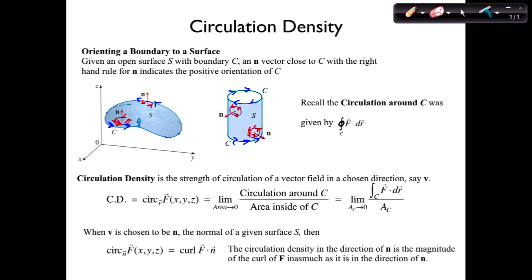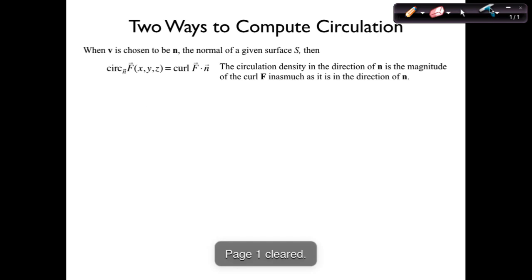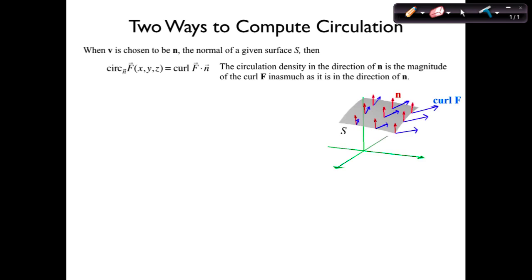So here's a summary. Circulation density in the direction of n is the magnitude of the curl in as much as it's in the direction of n. That's what I just said. Okay, any questions? Good on this slide. Ask me if I lost you. Okay, so that's just the same thing we had on the last slide. So let's see how this works here.